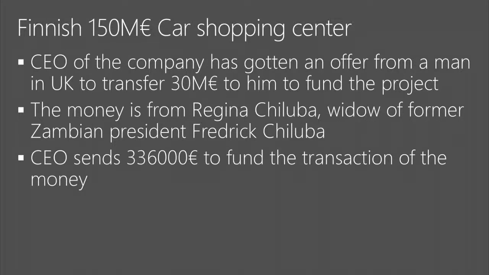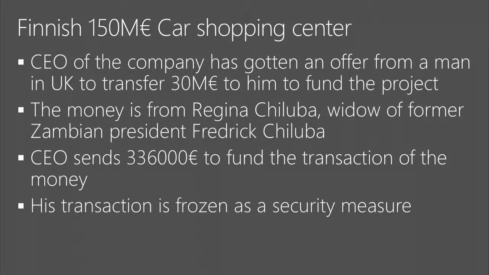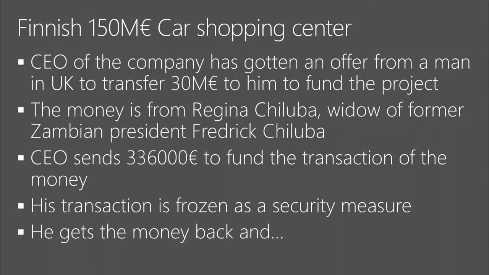So the Finnish guy, of course, sent 336,000 euros to fund the transaction. I didn't know it's so freaking expensive to send money. But 336,000 euros. Well, luckily Finnish banks are not that stupid, so the cops actually stopped it. So there's an official who stopped the transaction. His transaction was frozen as a security measure. No one's sending 336,000 euros to an unknown source in the UK. Got to be kidding me. So they stopped it. What does the CEO do? Gets the money back, of course, and then sends it again. So that's how we do it in Finland.